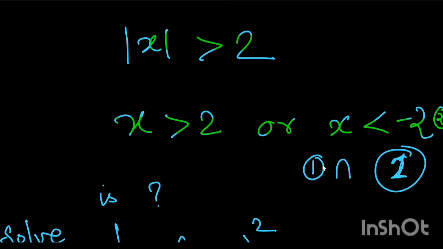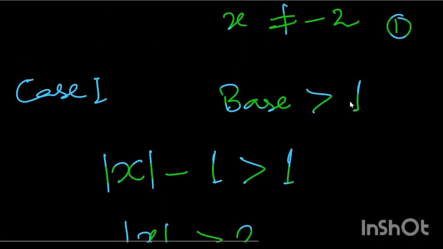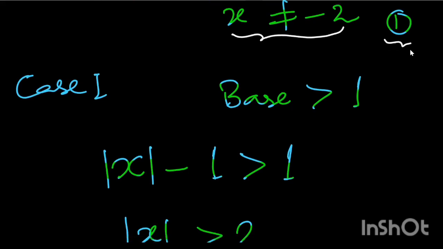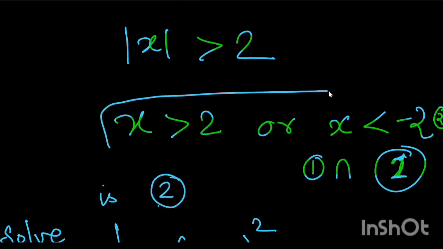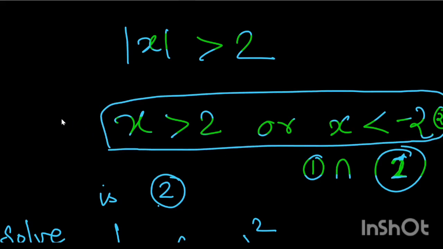Let's say this is second. So what was the first? This was the first, guys, that x shouldn't be minus 2. So first intersection second is what, guys? As you can see here, x equals minus 2 is already not there. So in this case, this question mark, we can say that this is 2 only. So this is 2, 1 intersection 2 is 2 only. So what we obtained in the first case is this only, guys.